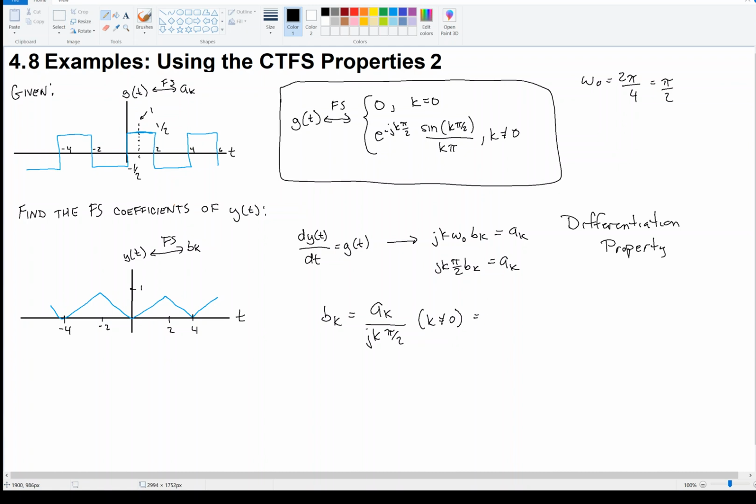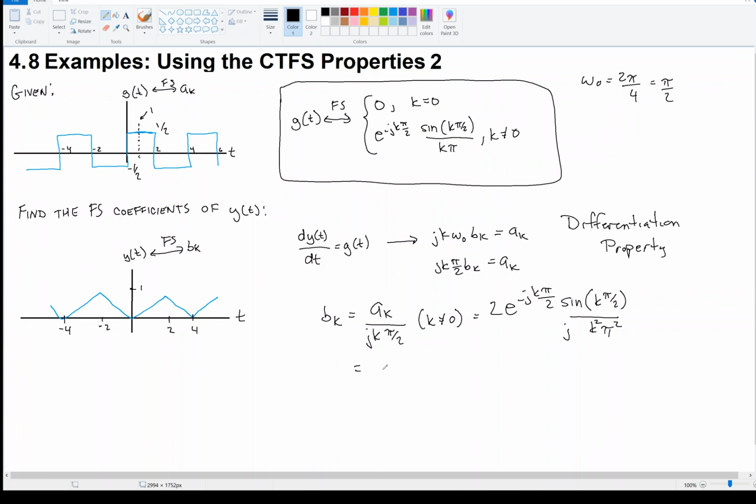For k not equal to 0, we would then have e to the minus jk pi over 2 times sine of k pi over 2 over k pi, and then divided by this mess here. Let's write that out: e to the minus jk pi over 2 sine of k pi over 2 over k pi, then over j, so we pick up a k, and we pick up a pi, and then over 2, so we put a 2 out here. All right, so this is the k not equal to 0 term. Can we simplify that a little bit? I think we can.